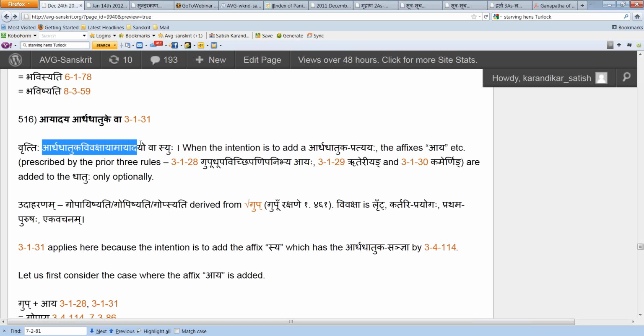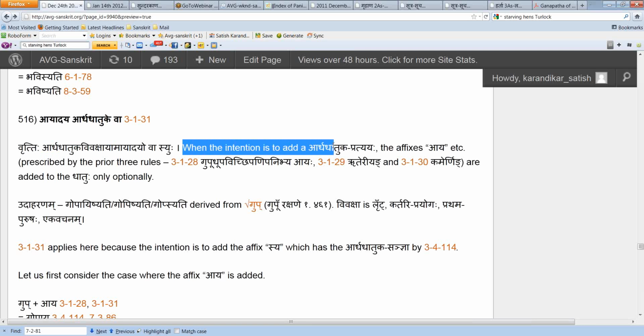So, ardhadhatuka vivakshayam doesn't mean the pratyaya should be actually present. If you know that we are going to be applying a pratyaya, which is sanya ardhadhatukam, then the aya, the iyang, and the ning will be applied only optionally. So when the intention is to add a pratyaya, which is sanya ardhadhatukam, the affix is aya, etc., which means the aya, the iyang, and the ning are added to the dhatu only optionally.